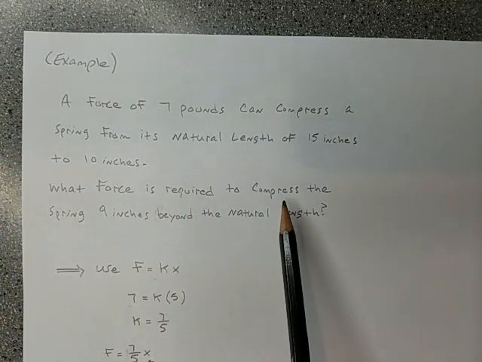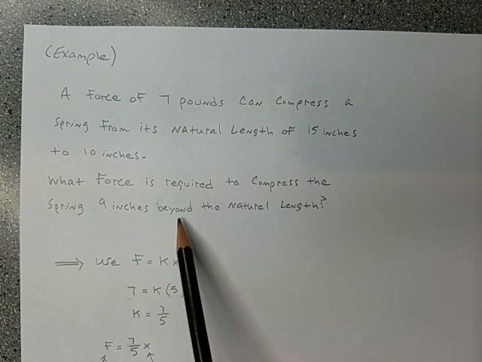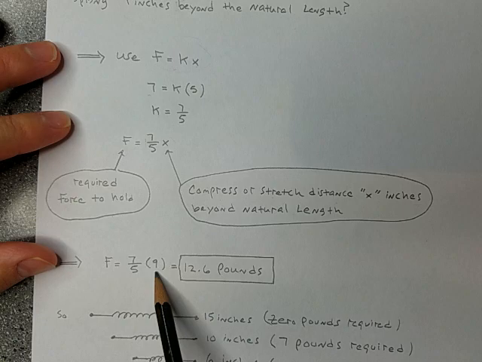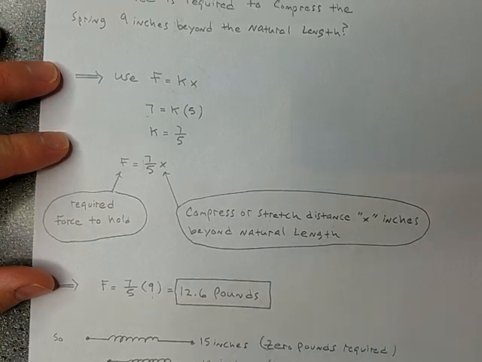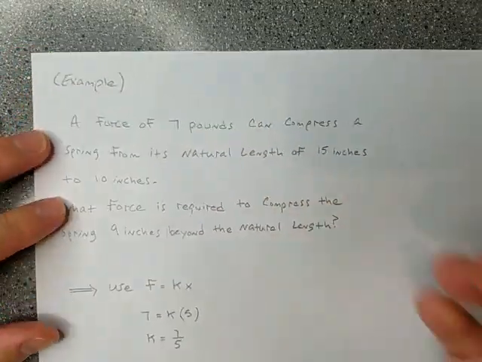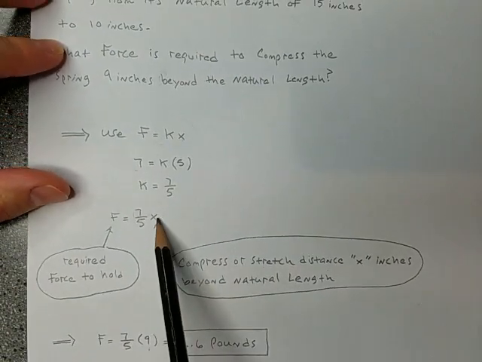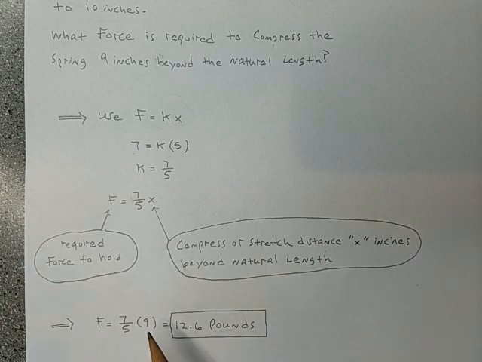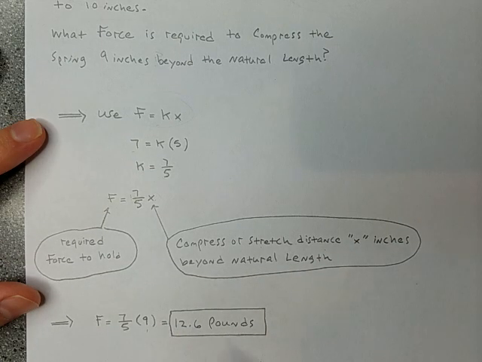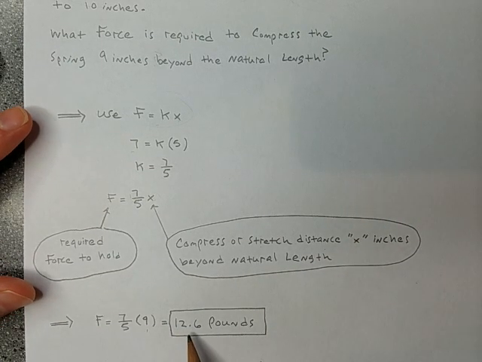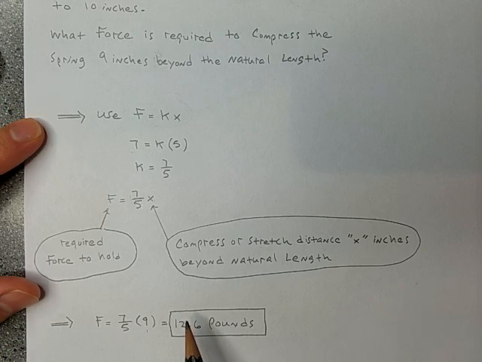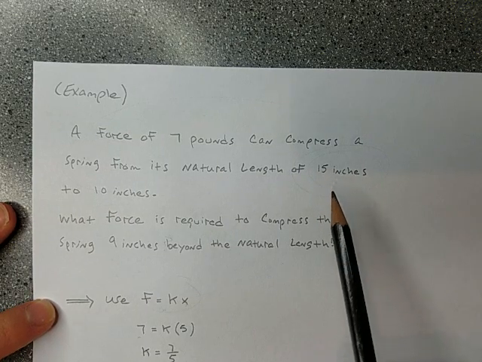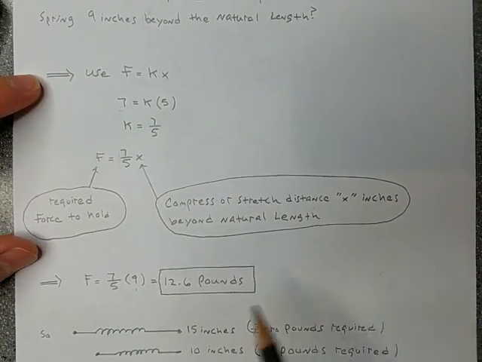So you've got that working equation now. What force is required to compress the spring 9 inches beyond the natural length? Well, I put 9 in this time. You might be compressing it from 15 down to 6, but that number x is supposed to be how far you're compressing it beyond the natural length. It said 9, so I put 9 in. That's 12.6. It takes 12.6 pounds to squash that spring down from 15 inches, its natural length, to 6. All right, so I got my answer.